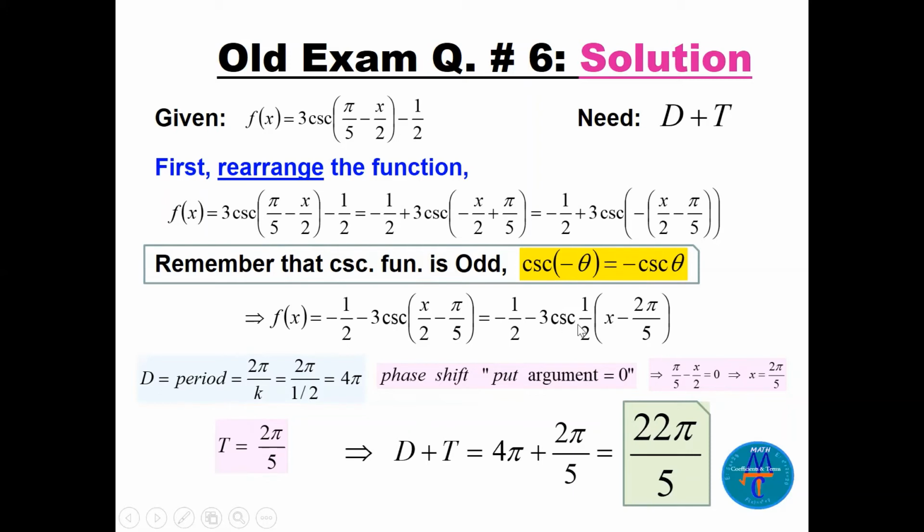Now the period is 2 pi over k. k will be the half here. So 2 pi over half will be 4 pi. So you add now 4 pi plus 2 pi over 5, which will be 22 pi over 5.